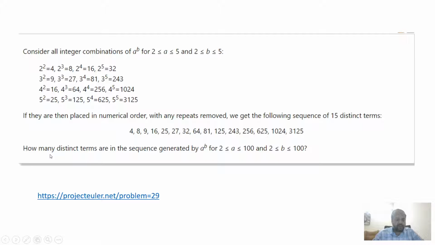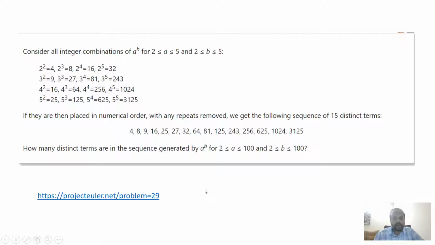Now the question is, how many distinct terms are in the sequence generated by a to the power b for a and b in the range 2 to 100? The example is given for us to understand the problem with a smaller range, 2 to 5 inclusive. But the ask is to find how many distinct terms would be generated by the expression a to the power b, with a between 2 and 100 inclusive and b between 2 and 100 inclusive. So this is the ask of the problem, and I've given the link to the problem below.